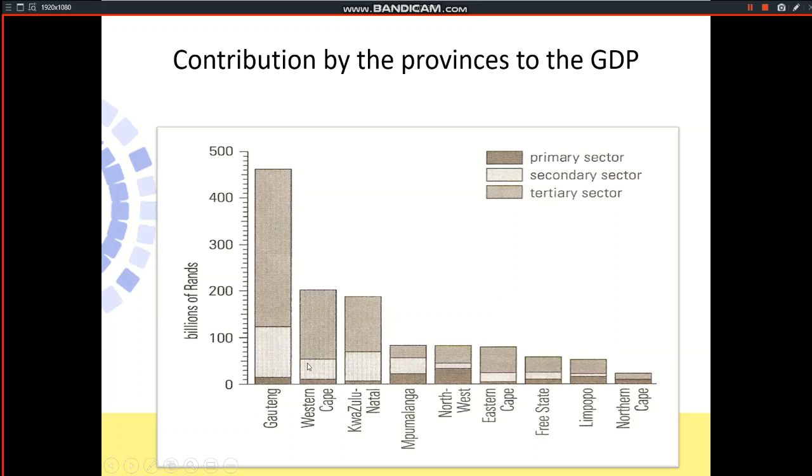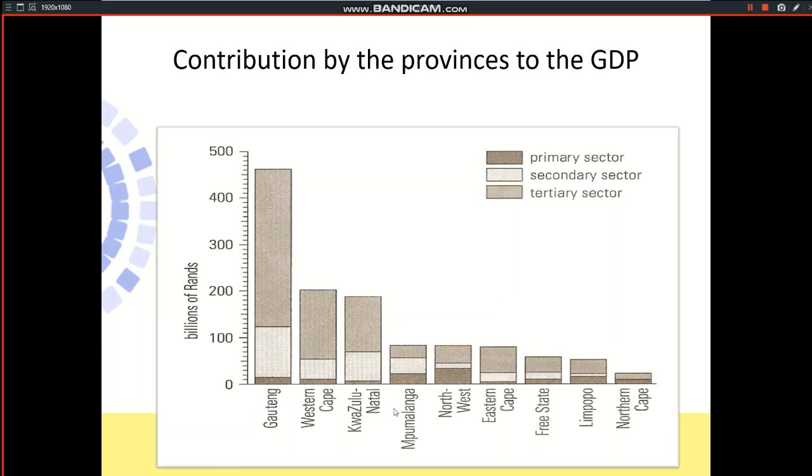The second province is Western Cape, and there you can see their contribution. KZN is the third one, and then we have Mpumalanga, Northwest, Eastern Cape, Free State, Limpopo, and the Northern Cape. And when you go through all of these provinces, you will see by far that the tertiary sector is contributing a lot more to the GDP. And this is because as time has gone by, the sector has increased considerably.